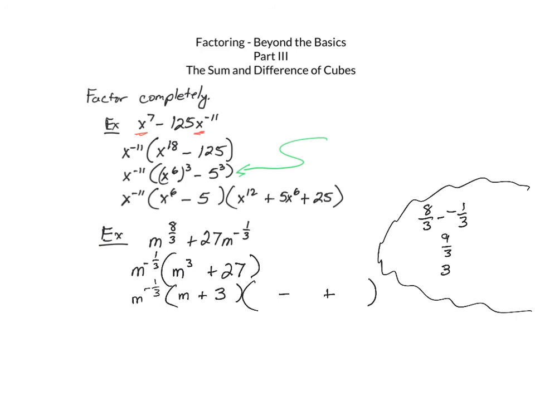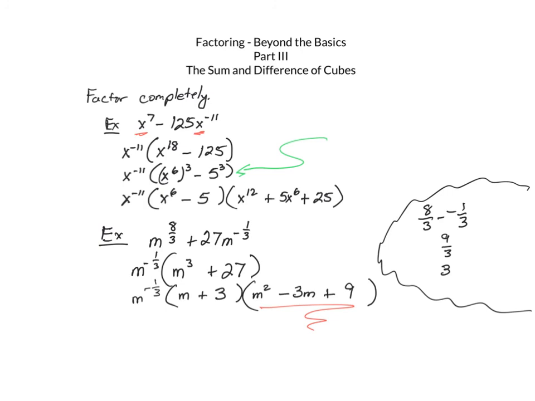And now I fill in the trinomial by using our pattern. The first term squared, so I have an m squared, then the product of 3 and m, and then 3 squared. And we have it factored. One more time, let me remind you that this trinomial right here is prime, so we don't factor it any further when we're factoring with respect to the integers.